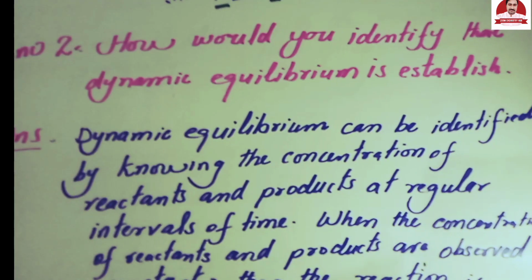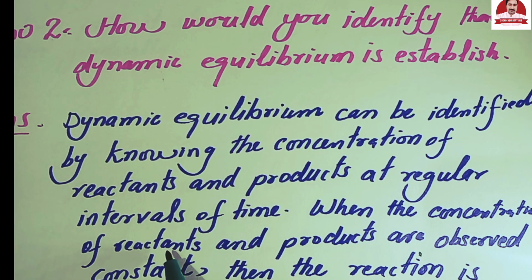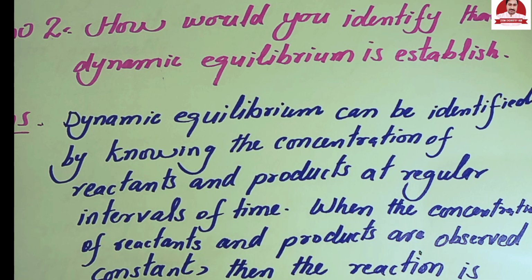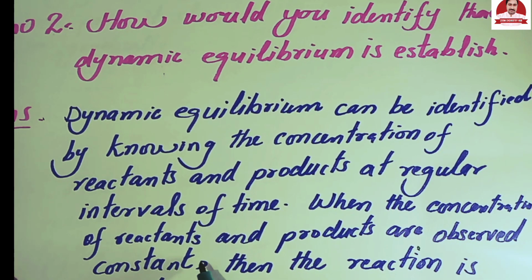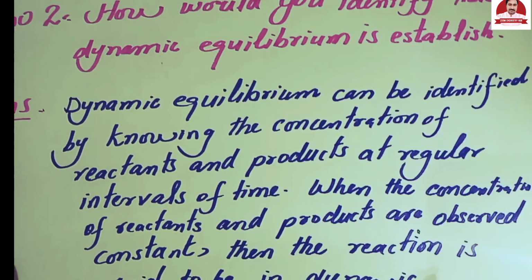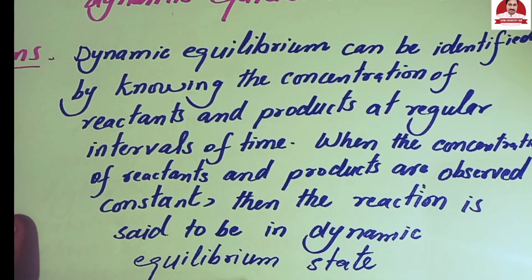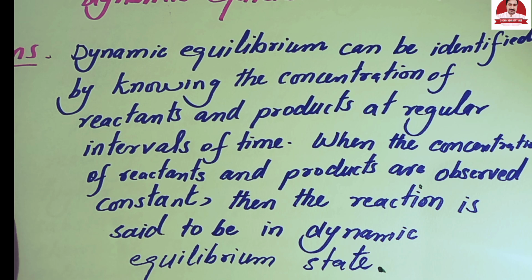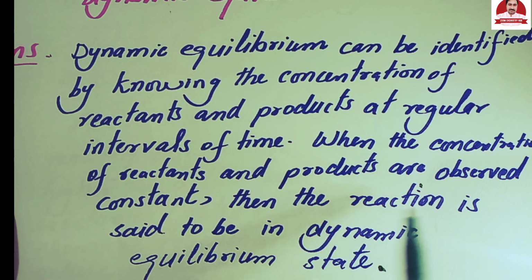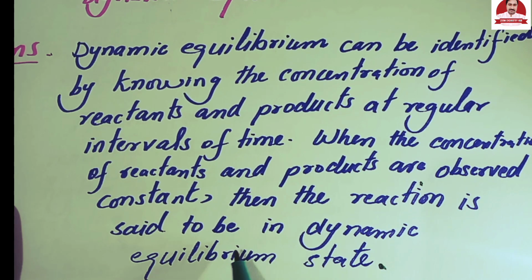When the concentration of reactant and product are observed constant, mean to say when at any point the concentration of reactant and product are constant, then the reaction is said to be in dynamic equilibrium state. So when the concentration of reactant and product are observed constant at any point, then this state is called dynamic equilibrium state.